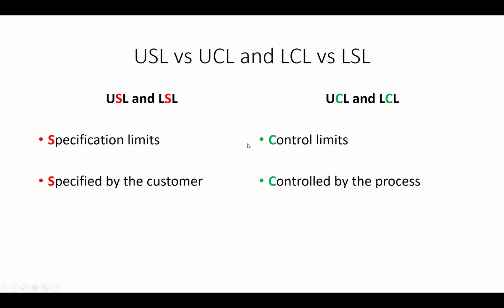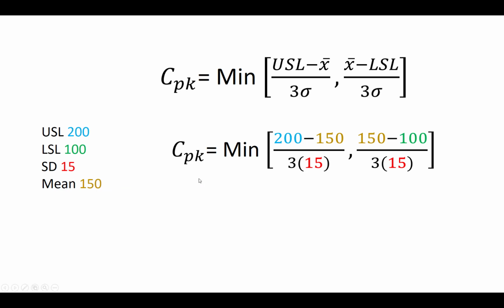So how to remember the difference. The UCL, those are your control limits. They are controlled by the process. Your USL, LSL, those are spec limits. Your spec limits are specified by the customer. That's your easiest way to remember that. All right, now we're going to get into the formula.